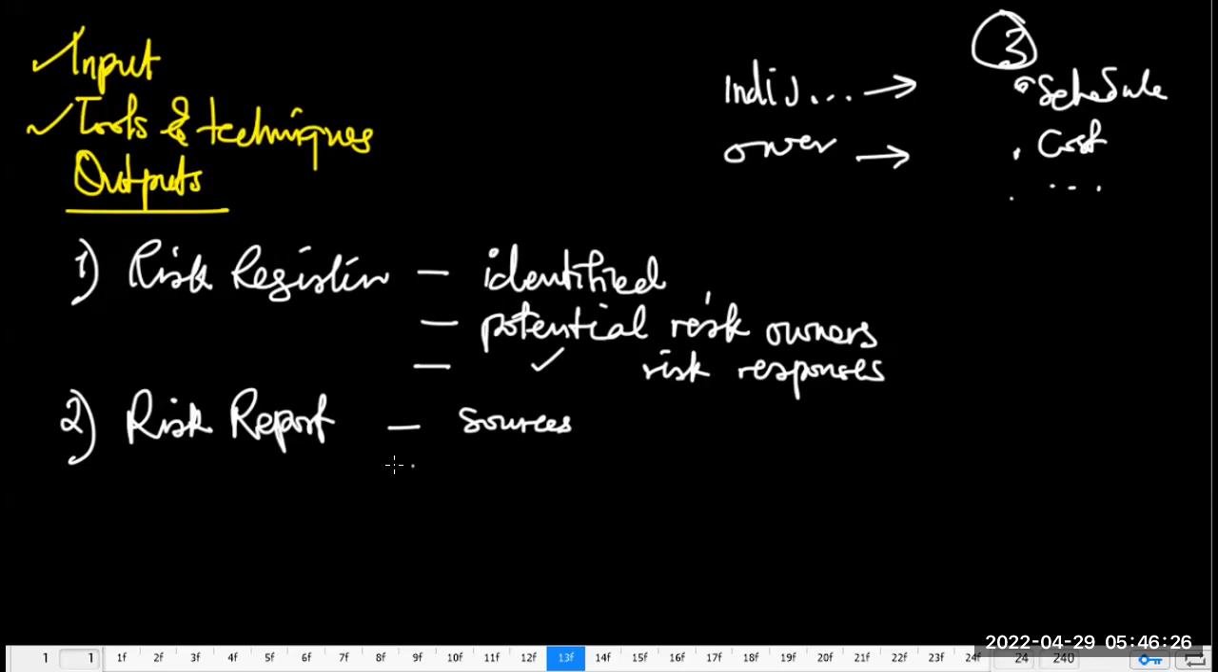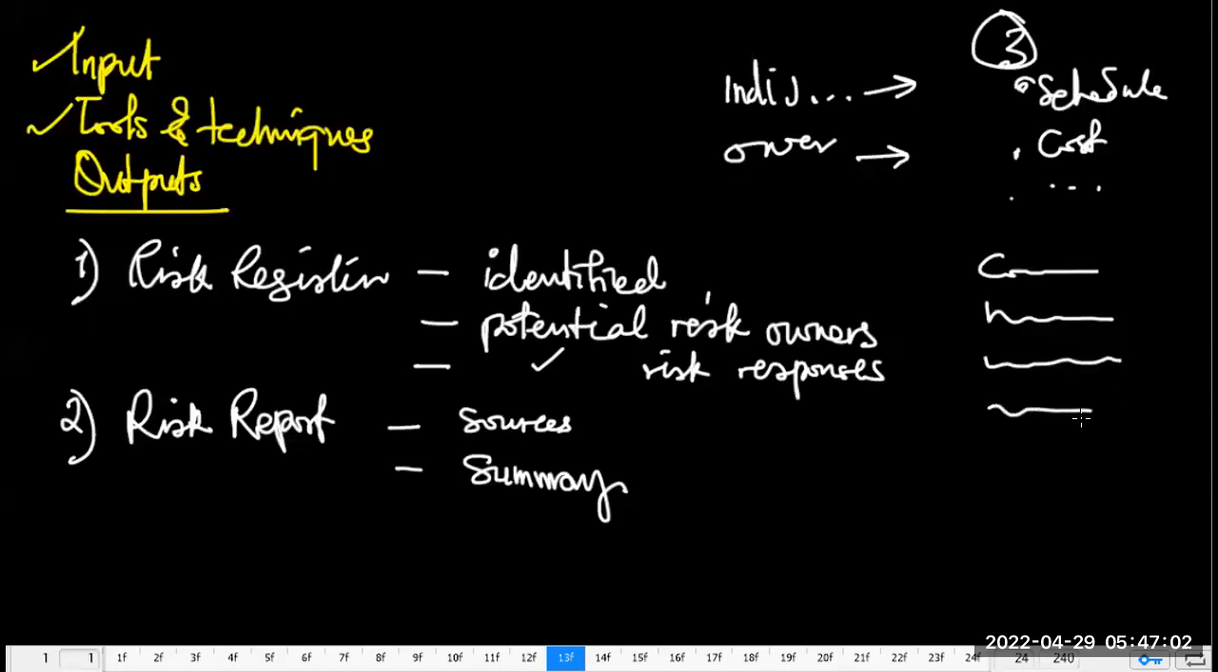And it should, apart from sources, also include summary. So it should include a summary of the individual project risk. According to the PM book, this includes the number of identified threats and opportunities, and the distribution of risk across risk categories. When we say risk categories, remember the risk categories: commercial, managerial, external, technical, right, basically.